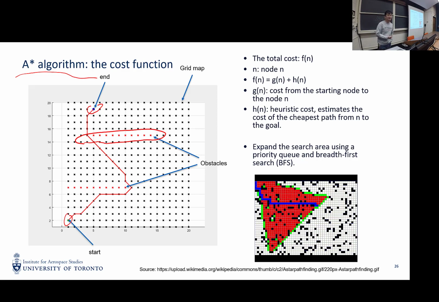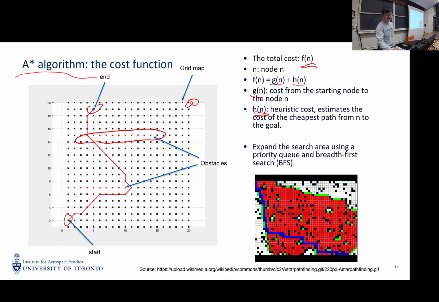The most important element of the A-star algorithm is the cost function. We denote the cost function as F(n) for node n. For each node, each grid on the map, we assign it some cost functions. The total cost is called F, and it is a summation of two cost functions, G and H. G is the cost from the starting node to the node n. You can view this as the distance traveled from the starting point to the current point.